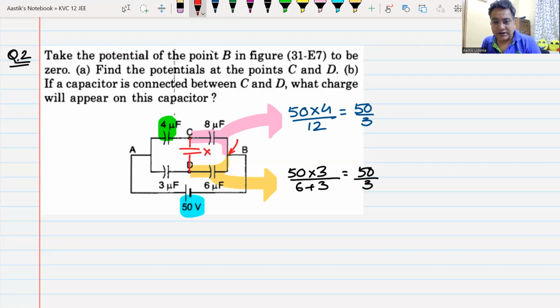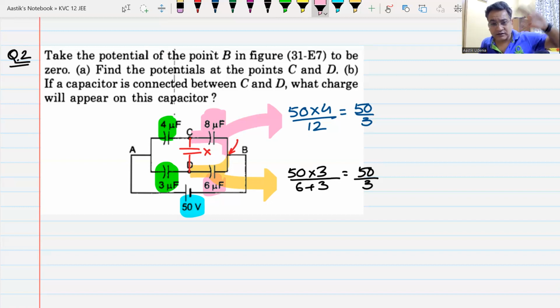Potential of points C and D are equal, and this combination is known as this type of combination. This is the balanced Wheatstone bridge, sir. You can see, this is 6, this is 3, that is 4, that is 3, this is 8, this is 6. That was our balanced Wheatstone bridge. And this is the concept of a balanced Wheatstone bridge. Do we understand this?